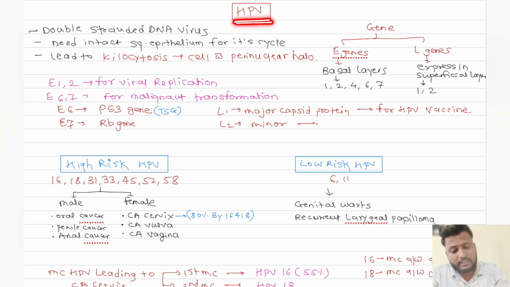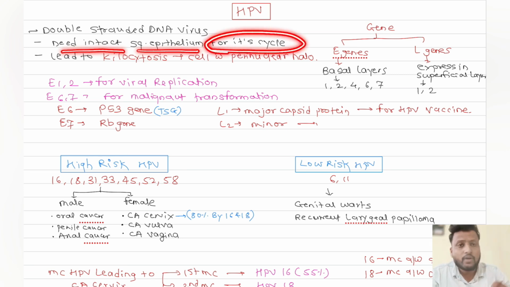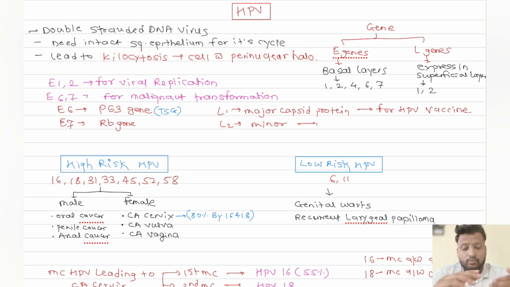So HPV, that is the human papilloma virus, is a double stranded DNA virus, okay, and it needs an intact squamous epithelium cell to complete its cycle. To survive, it needs an intact squamous epithelial cell. What changes does it bring in the squamous epithelial cell? It converts the squamous epithelial cell into the koilocytic cell, that is the cell with the perinuclear halo.